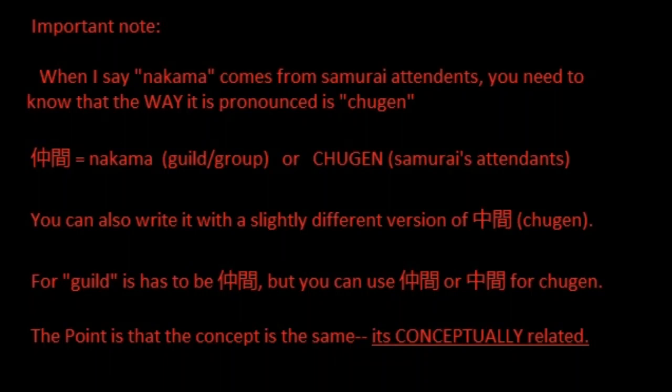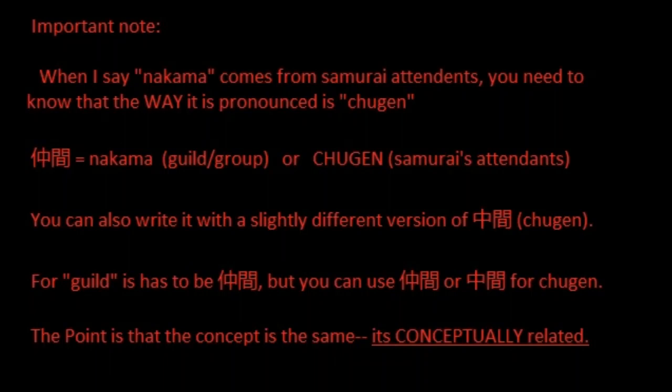You need to know that when you're talking about samurai attendants, the word is chugin. So that pronunciation of nakama is specifically for guilds, and chugin is a samurai's attendant. You can write chugin with the kanji for nakama. You can also write it with a slightly different version, but it means the same thing. Both can mean samurai attendants, but you pronounce it chugin. So for guild, it has to be nakama, that set of kanji.